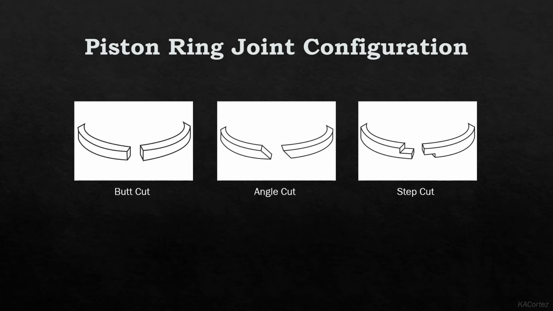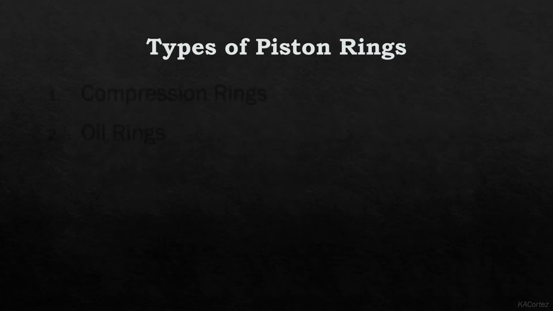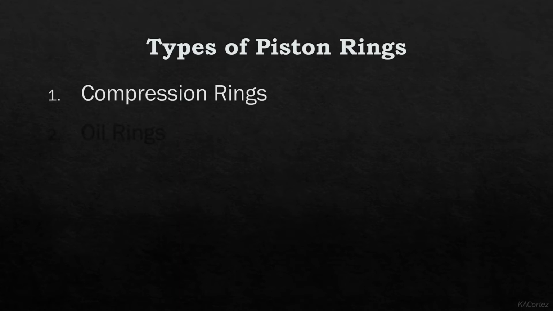So we also have additional piston ring joint configurations: the step seal, the sure seal, and the tri-lap seal. Piston rings commonly used on small engines include the compression ring, the wiper ring, and the oil ring.